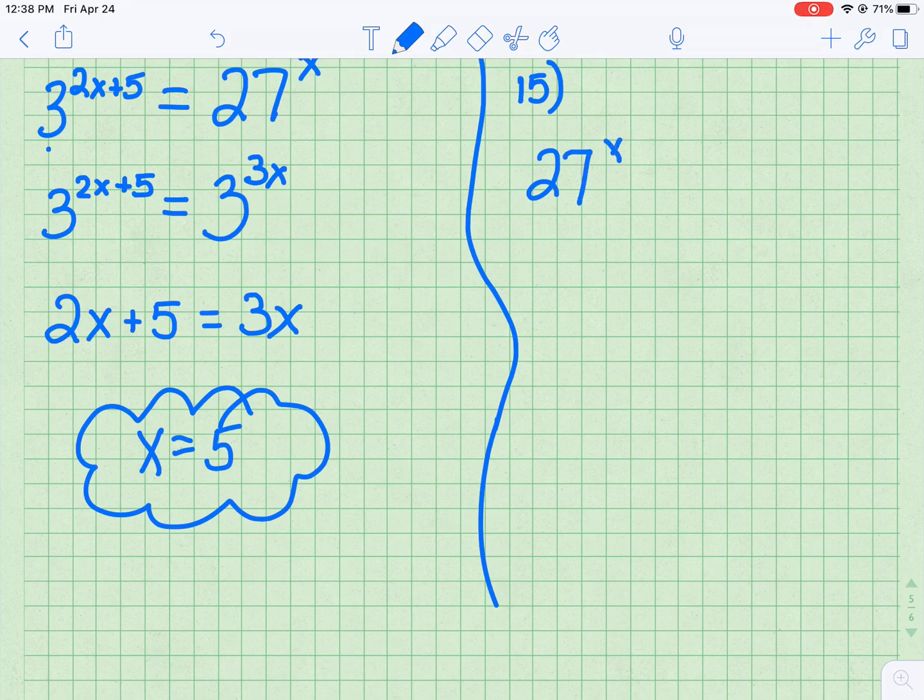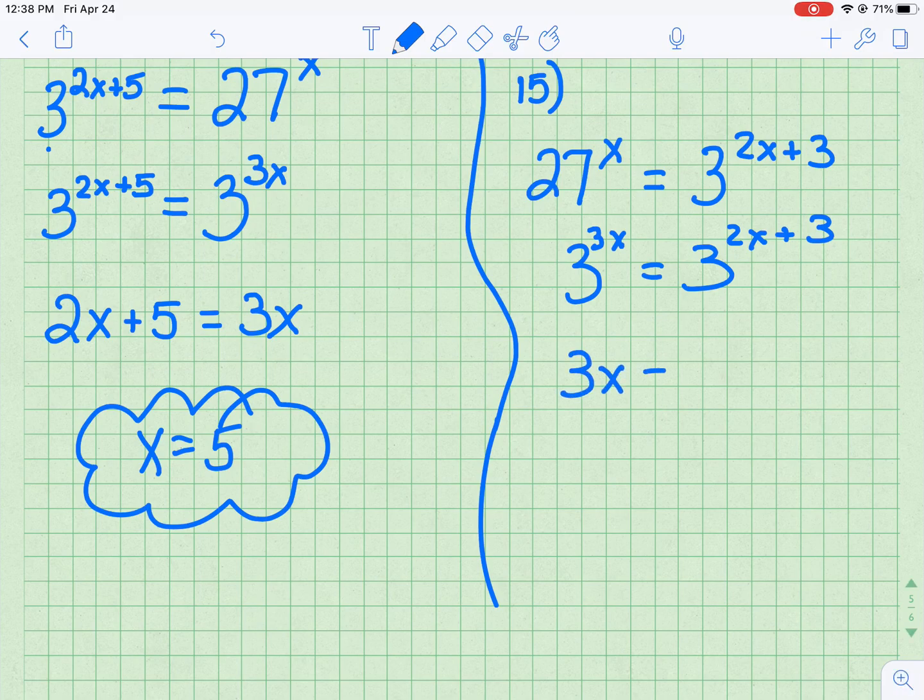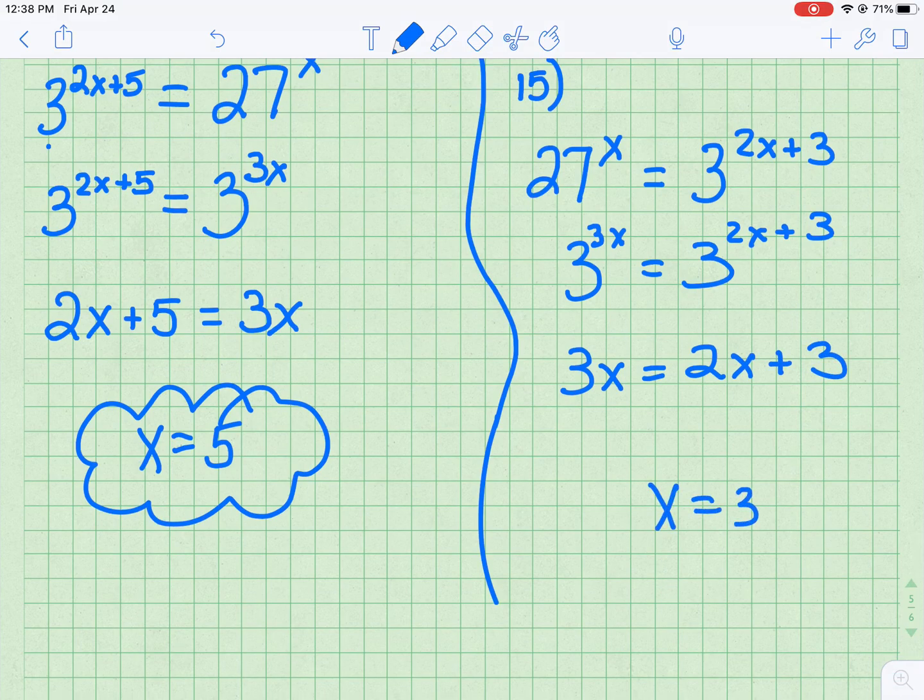The last one is 27 to the x power. See, again, 27 shows up a lot. It equals 3 to the 2x plus 3. 27 can be written as 3 to the 3rd. If the bases are equal, the exponents are equal in this case. I keep forgetting to add that x in the exponent. If there's an x up there, make sure you put it on there.